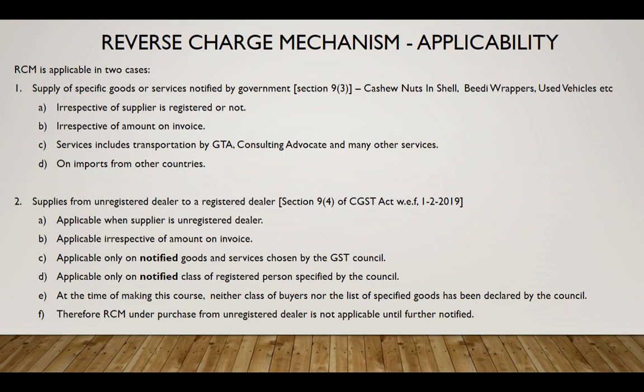In the next video, we will look at the practical aspect of reverse charge mechanism in Tally, where I will show you how to record an entry when you buy goods from an unregistered dealer, and I will also show you how to record an entry for services like transportation by GTA. Transactions like transportation by a GTA are recurring transactions in your day-to-day business activity. Therefore, it is very necessary to know about passing entries related to GTA in Tally.